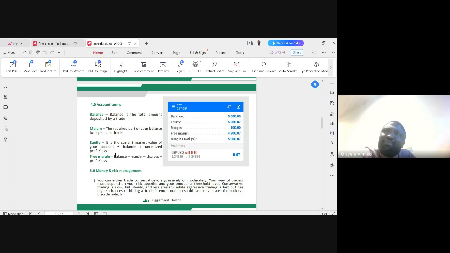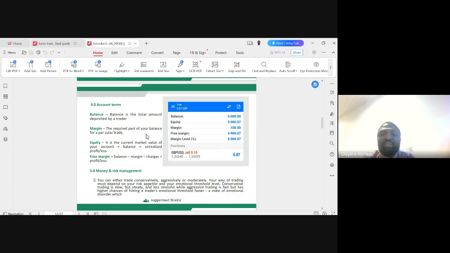But as at when I've not sold the dollar, I'm talking about the physical dollar now, that means I've not closed my trade. I'm still in the trade. So at that point, the word equity represents the combination of balance and that unrealized profit or loss. It could be profit and it could be loss. So balance plus unrealized profit or loss is what gives us equity.